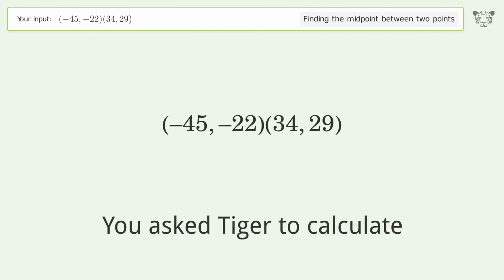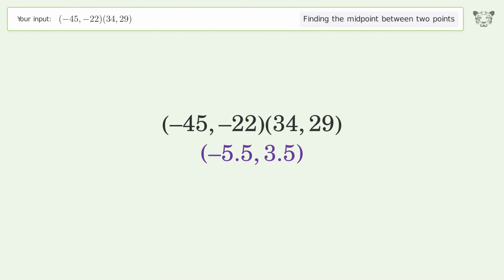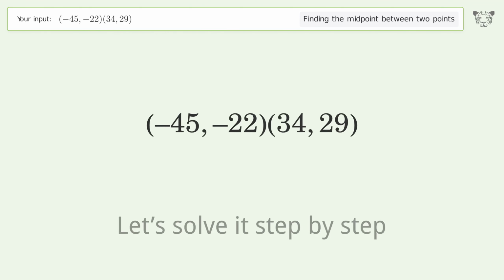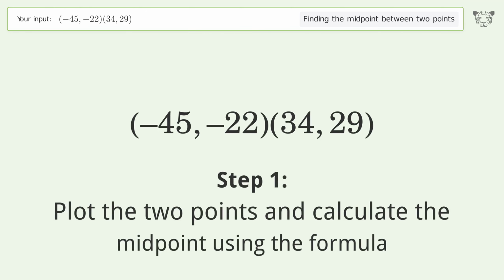You ask Tiger to calculate. This deals with finding the midpoint between 2 points. The midpoint between the 2 points is negative 5.5, 3.5. Let's solve it step by step. Plot the 2 points and calculate the midpoint using the formula.